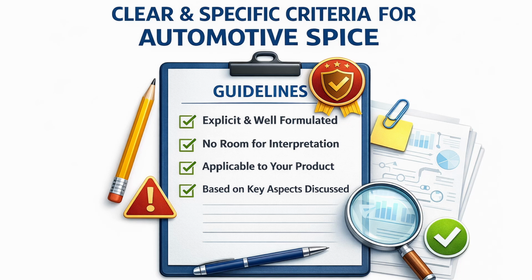They must leave no room for interpretation. For this reason, I recommend creating a checklist or guideline with clear, specific criteria that are applicable to your product, based on the aspects we just discussed. An example: are all software components assigned to tasks or execution contexts? This is about scheduling and technical feasibility.